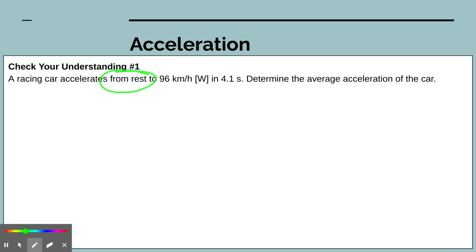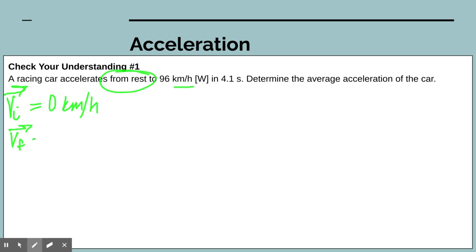When you see "from rest," the first thing that should pop into your mind is we're starting at nothing. So we have an initial velocity of 0 kilometers per hour. And I know it's kilometers per hour because of the units over here for our final velocity. Our final velocity is 96 kilometers per hour.